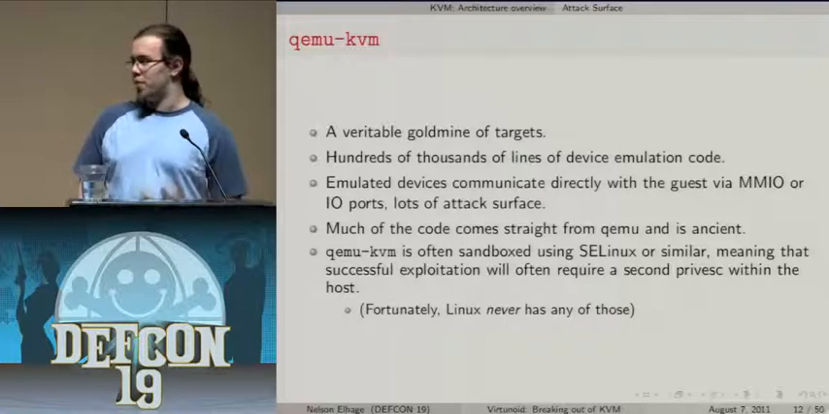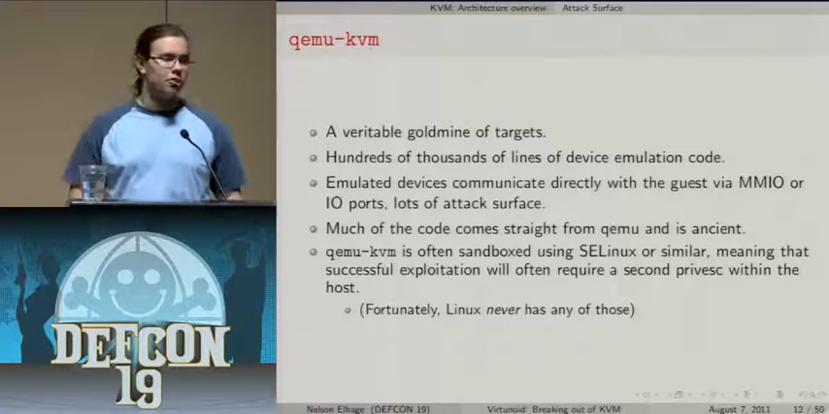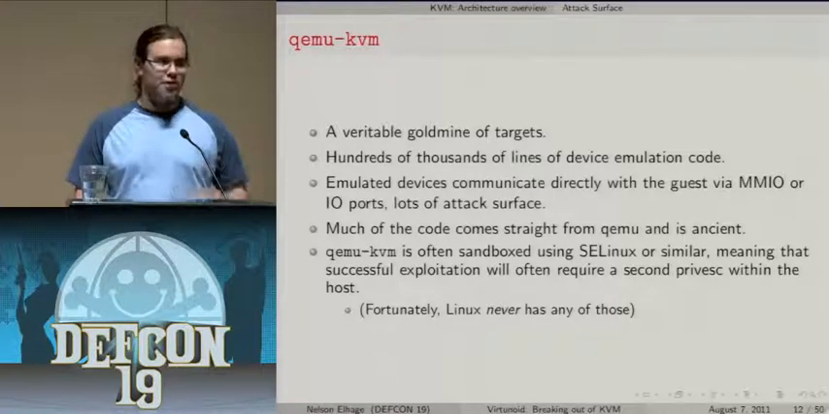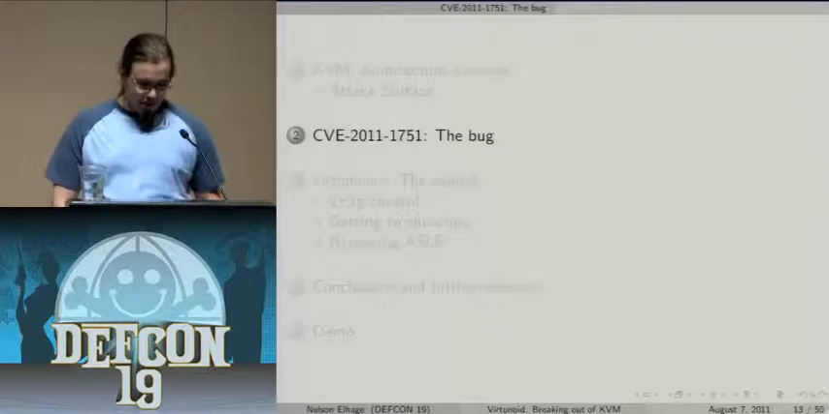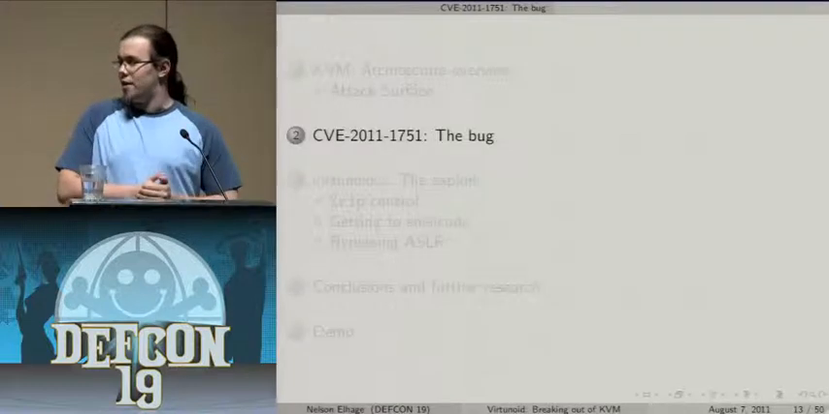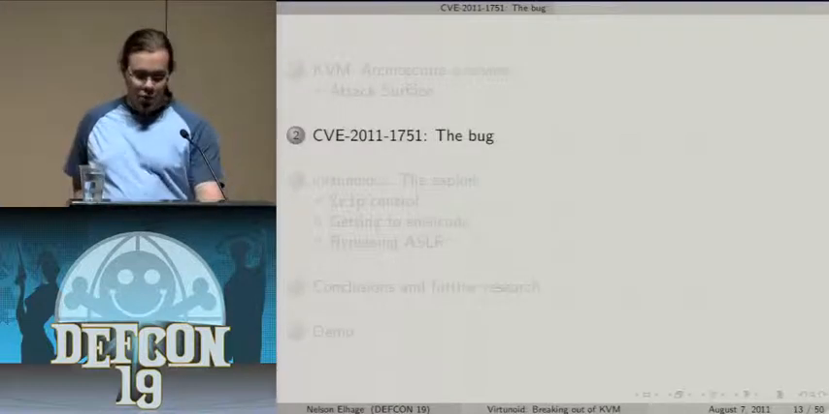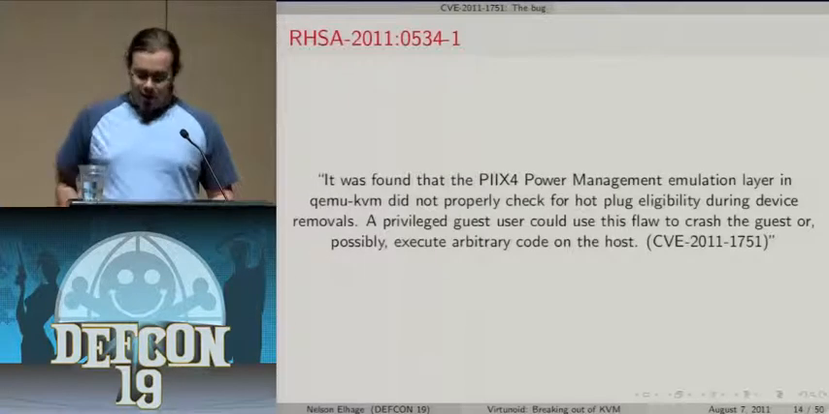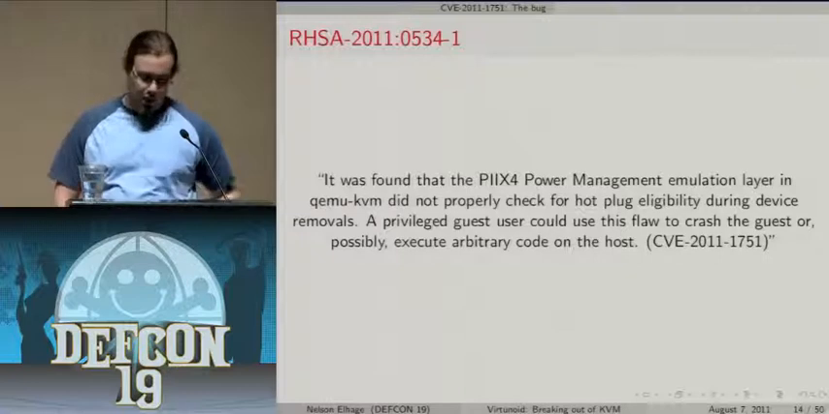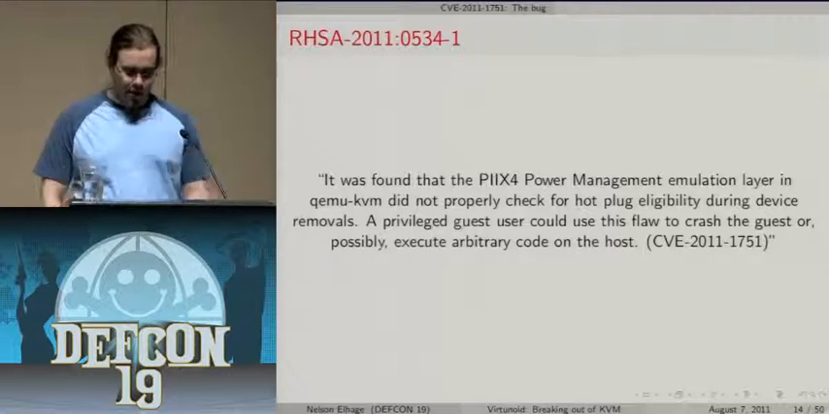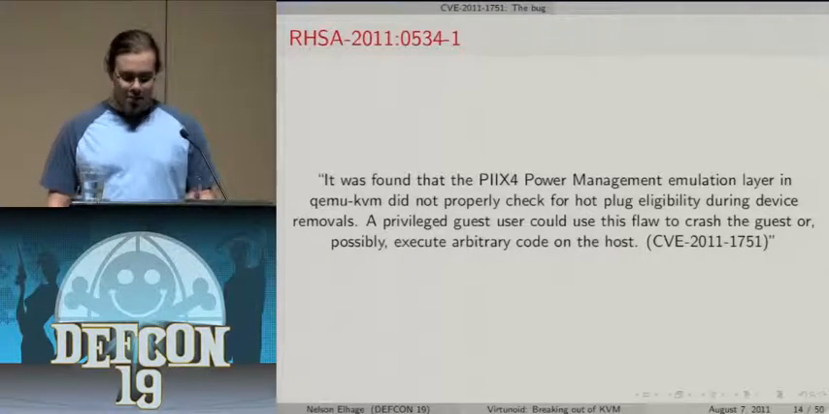And then finally we come again to QEMU KVM, which as you can probably guess by now is the easiest place to look for targets here. Hundreds of thousands of lines of code emulating device code, so the devices are talking directly to the guest via emulated memory mapped I/O or I/O ports. So they're parsing control structures that the guest is exporting and communicating these strange arcane hardware protocols. Lots of interesting code, and much of this code comes straight from QEMU, which is mostly written by one guy, Fabrice Bellard, who is an absolute genius, brilliant programmer, but just one guy spewing out code over years with no one auditing it, bugs are going to happen.